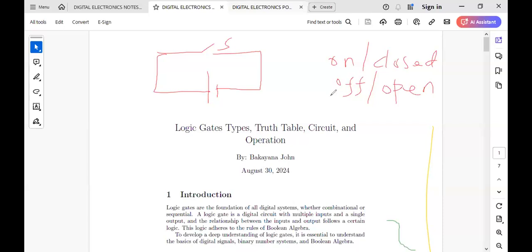Okay. So I'm saying that there are two cases. That is, on can be closed, off can be open. It can be high or low, where high can mean on or low can be off, depending on which circumstance you are dealing with.